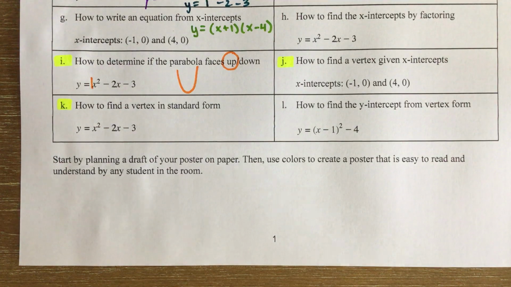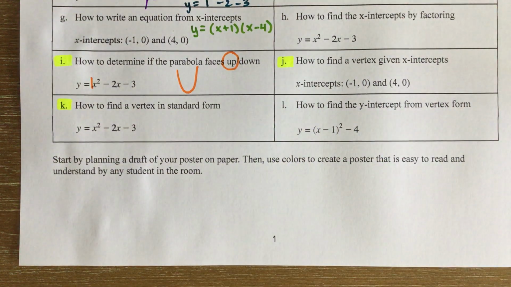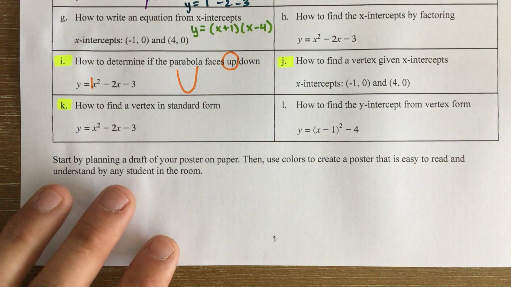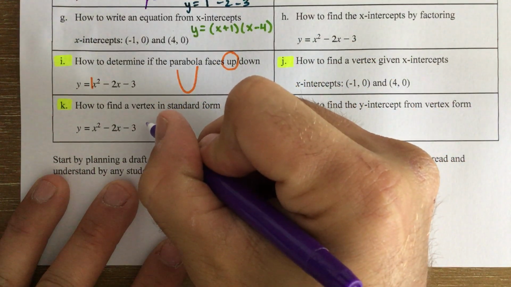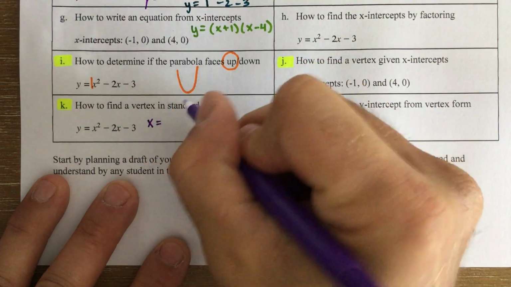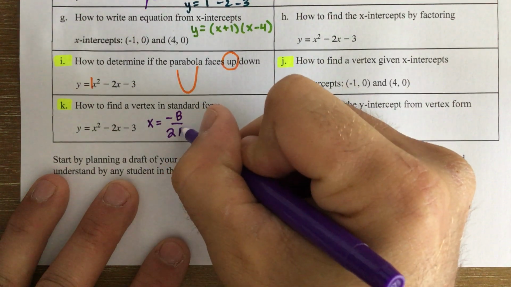So I could go after x-intercepts, which I think I've already done on a previous video, and then try to find the middle of them. But there is actually a formula to find the x part of the vertex. And the formula is this. You might want to write this down in an important place. X equals -b over 2a. Okay?